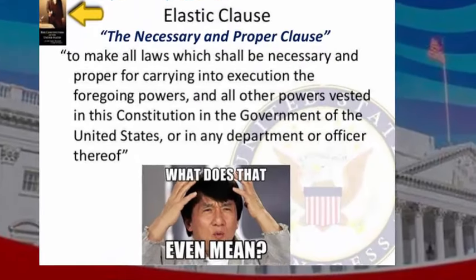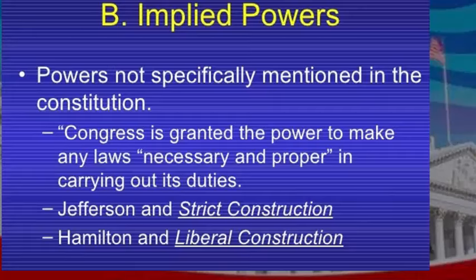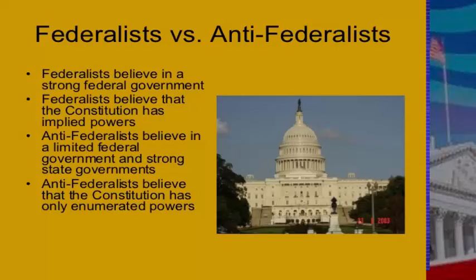Now, this clause has been debated ever since it was written, because who is to say what is necessary and proper? I usually ask my students, what's the necessary amount of time to spend on homework? And as you can imagine, I get a huge variety of answers. The phrase is vague, which means it lacks specifics. And from what you learned about the Federalists and the Anti-Federalists in our last video, you can probably guess that this clause was a huge issue for the Anti-Federalists. Those were the ones who didn't want a strong central government.